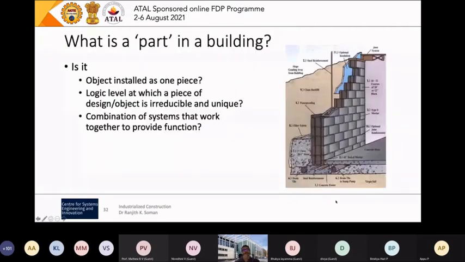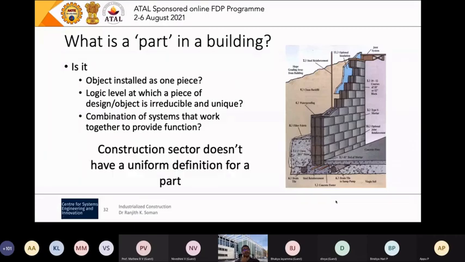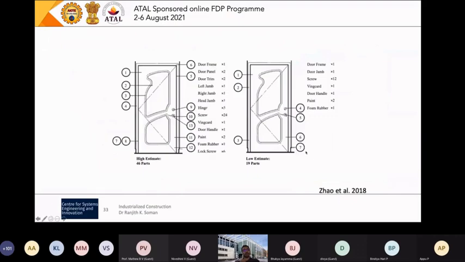So again, the main idea is that there is no uniform definition for a part in construction. It could be anything. We can look at a door frame. We can have a high estimate of 46 parts, taking in every element like door frame, door panel, door trim, left jamb, right jamb. Or we could have a low estimate of parts like door frame, door jamb, and the center part is the same. Then there are screws which we need to count. So it depends on how it is being built. Some of these parts, like the frame, would be built by one person and the rest by another one.